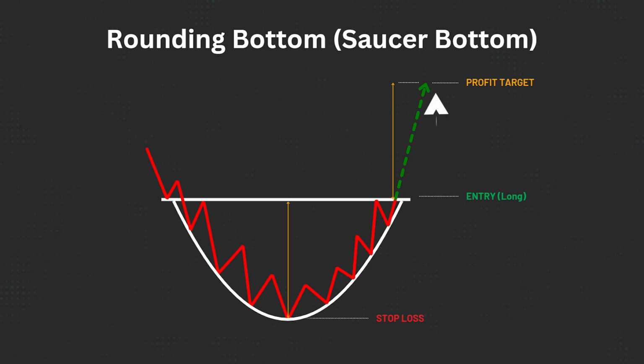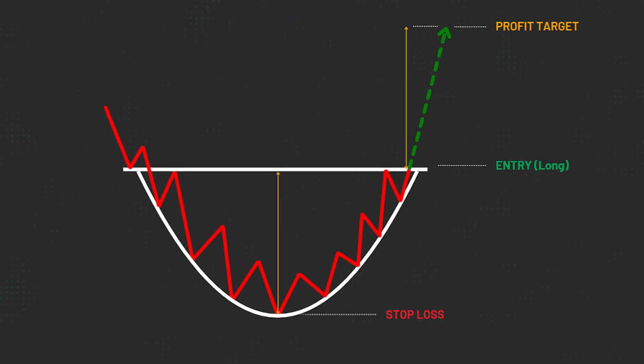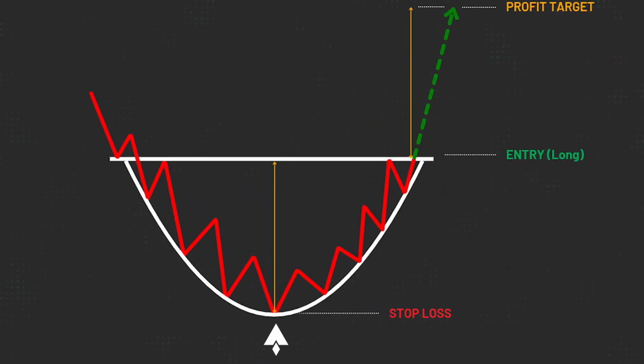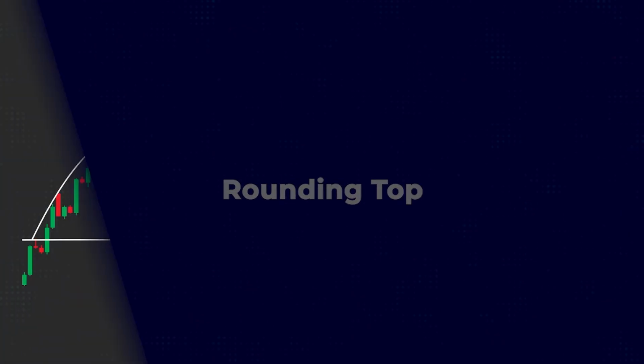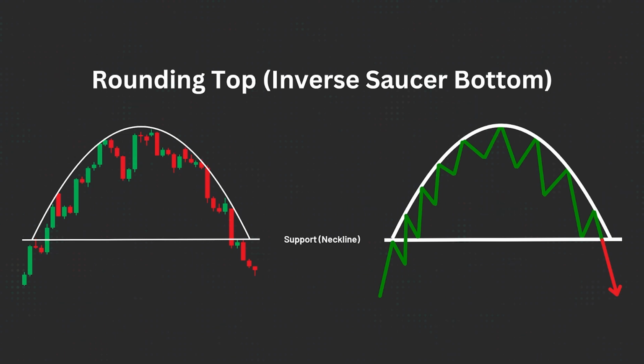Profit taking is generally set at a distance equal to the depth of the rounding bottom. For managing risk, the optimal stop loss would be placed just below the lowest point of the rounding bottom. A more conservative stop loss can be placed below the recent low or if the price breaks below the curving trend line. The rounding top or inverse saucer is the bearish counterpart to the saucer bottom.